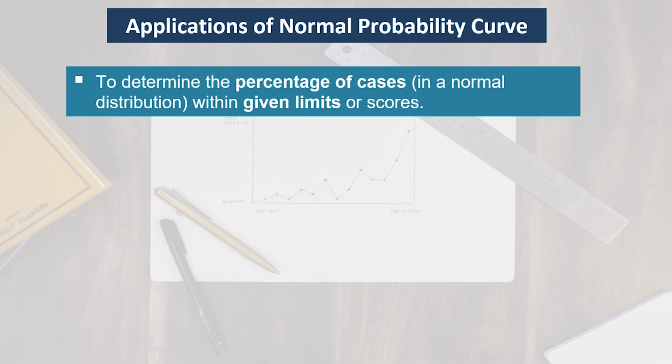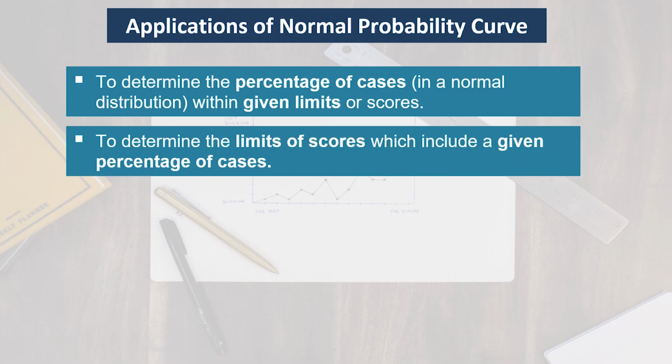First is to determine the percentage of cases in a normal distribution within given limits of scores. It means if the limits are given, then how to find out the percentage. Two scores will be given and the question will be how many students, or what percentage of the children, will fall between the two scores, between the two limits. That is one application of the normal probability curve.